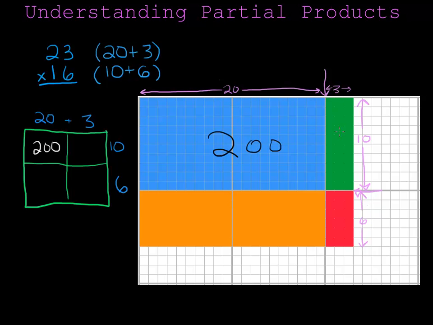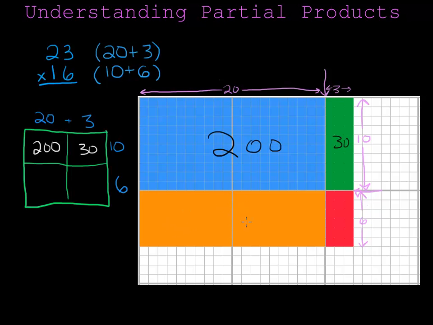Now let's look at the green rectangle, which is 3 units long and 10 units wide. Well, 3 times 10 means that the green rectangle has 30 units, and I'll put that 30 in here, because 3 times 10 is 30.